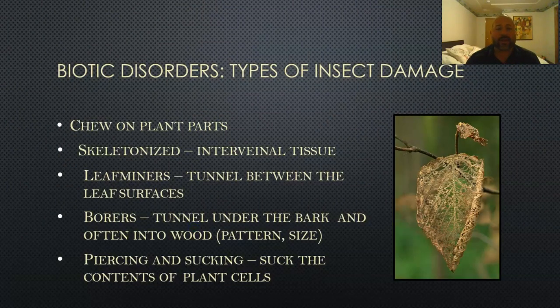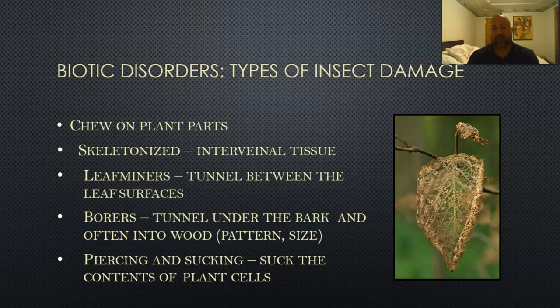With your insect damage, you can have all sorts of different things happening. You can have it to where they're chewing on plant parts in all sorts of different ways. So skeletonized, where they're going after the intravenous tissue; leaf miners, which tunnel between the leaf surfaces; borers, which tunnel under the bark and into the wood. You've got some that are piercing and sucking. They have piercing and sucking mouthparts, and they suck the contents of the plant cell out.